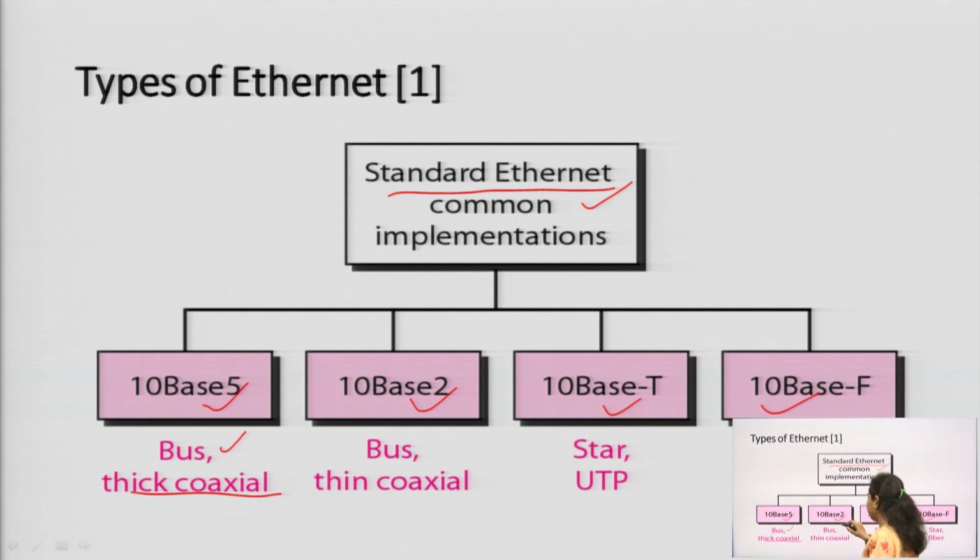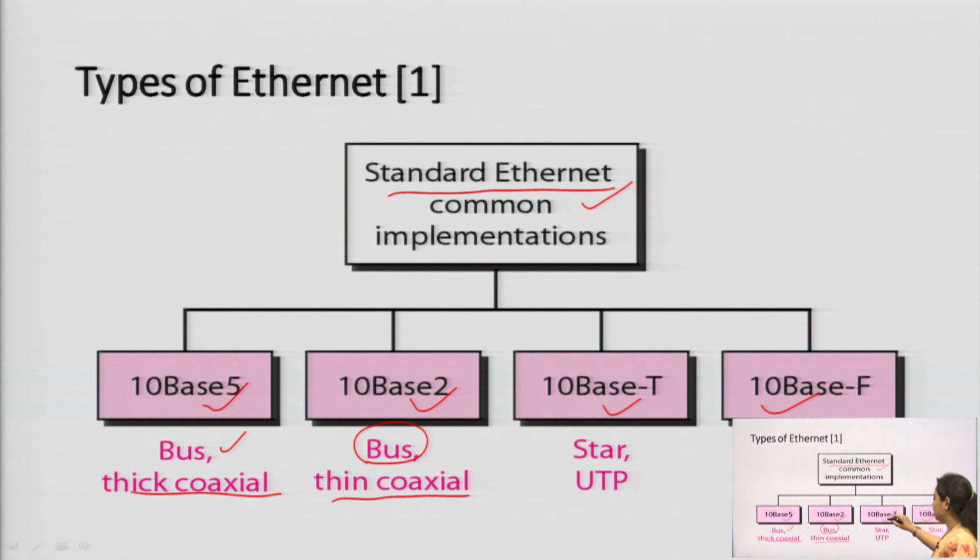Next one is 10 base 2. This is also based on bus topology, and it uses thin coaxial cable. Initially twisted pair cables were used for the transmission of voice signals, and they are only feasible for short distance communication. That is why coaxial cable comes into the picture, where it can be used over a longer distance and can accommodate a larger number of users.